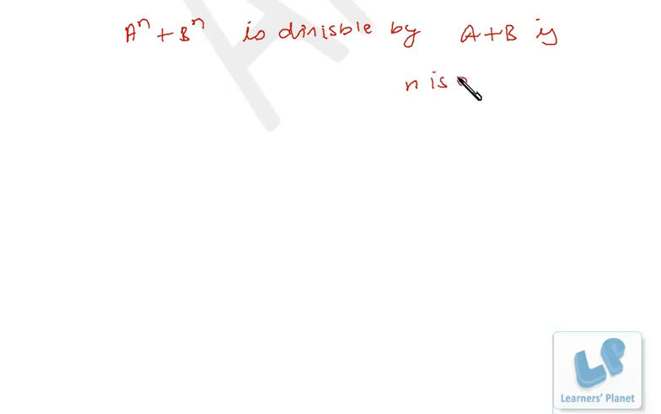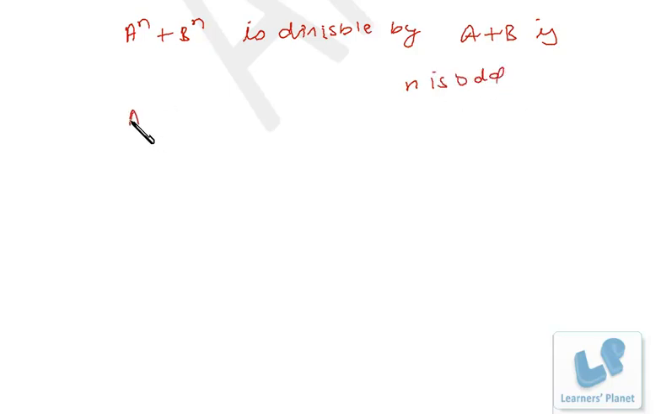Now, here I would like to discuss one more concept, though I have already discussed that concept in the basic sessions. Still, let's have a quick recap. a raised to n plus b raised to n is divisible by a plus b if n is odd.